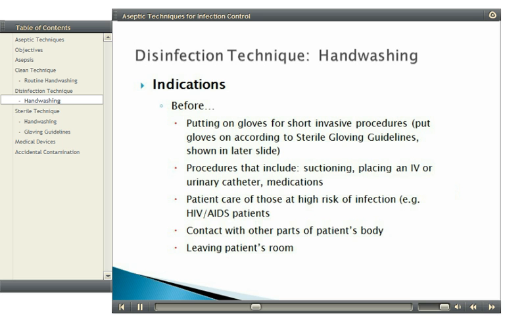Before putting on gloves for short invasive procedures. Put gloves on according to sterile gloving guidelines, shown in a later slide. Procedures that include suctioning, placing an IV or urinary catheter, medications. Patient care of those at high risk of infection, e.g., HIV/AIDS patients. Contact with other parts of the patient's body, and leaving the patient's room.